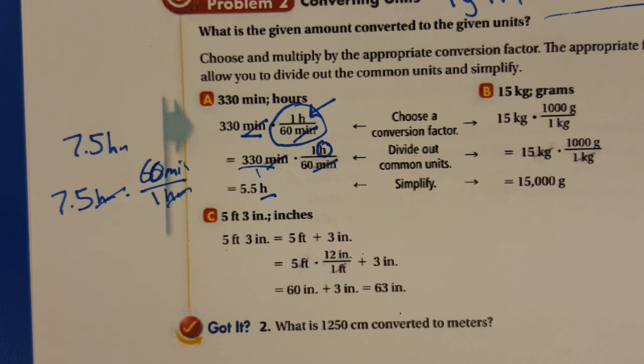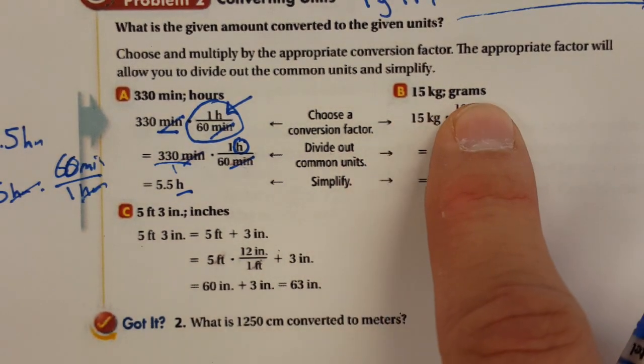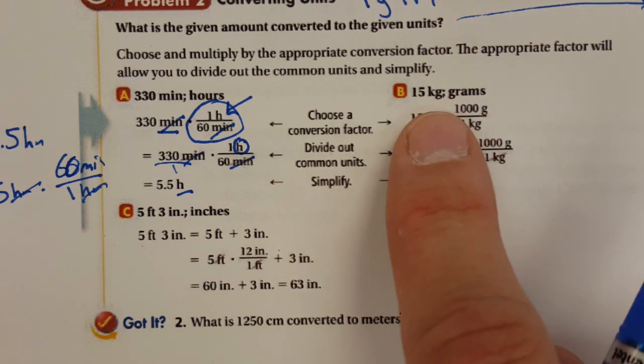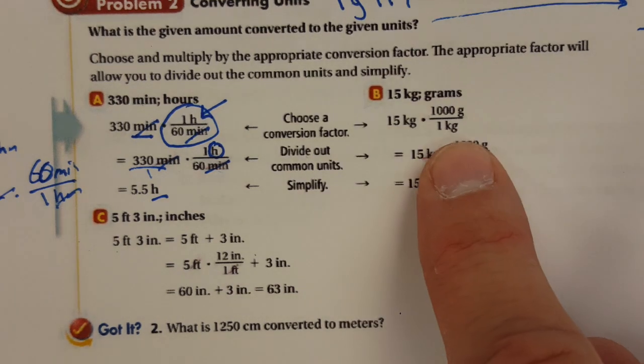All right. So let's do the next one. We got to go from 15 kilograms to grams. So one of the first things you should look up is how many kilograms and grams. How are they related to each other? Well, there's the relation right there. There's 1,000 grams in 1 kilogram.